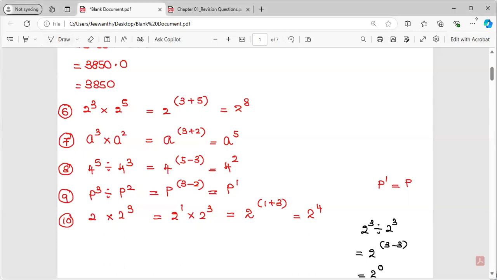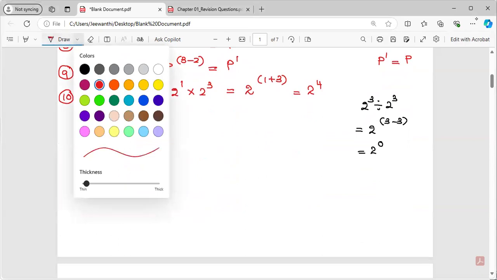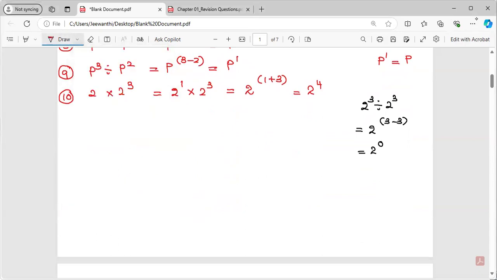Then we will move to question number 11. There we have to deal with negative indices, so be mindful when we are dealing with them. If you have 5 to the power negative 2 and you want to get the value, first of all, you want to convert the negative index into a positive index.